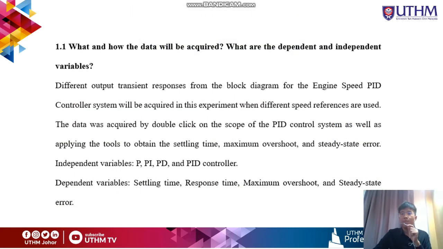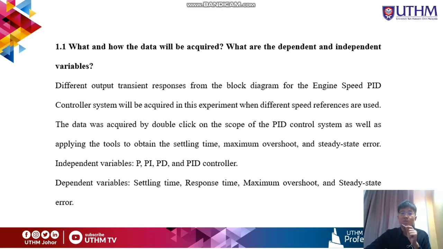So I'll talk about part 1, which asks us what and how the data will be acquired and what are the dependent and independent variables. The different output transient responses from the block diagram for the engine speed PID controller system will be acquired in this experiment when different speed references are used. The data was acquired by double clicking on the scope of the PID control system as well as applying the tools to obtain the settling time, the maximum overshoot, and also the steady state error.